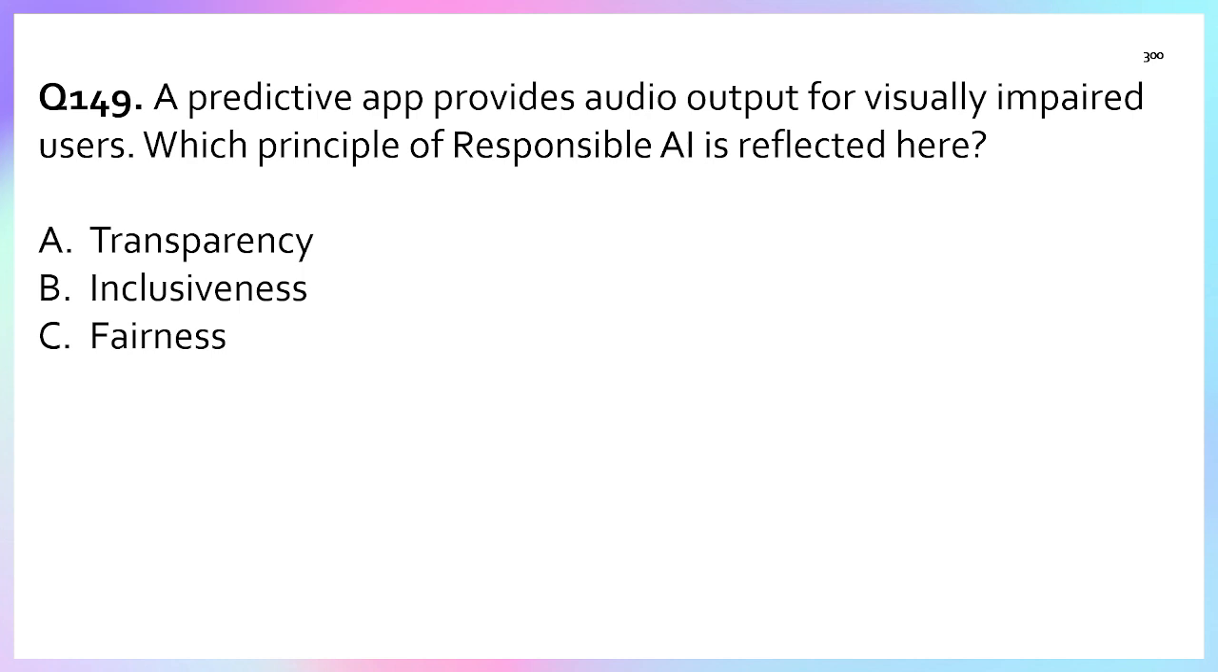I am not explaining this question's answer because we have already discussed it twice, thrice. I don't know how many times we have discussed responsible AI, but yes, we have discussed a lot. Again, if you have any doubt, you can go to my previous video, where I explained all the responsible AI definitions with examples. You can go there and get the details. So the correct answer here is option B, inclusiveness.